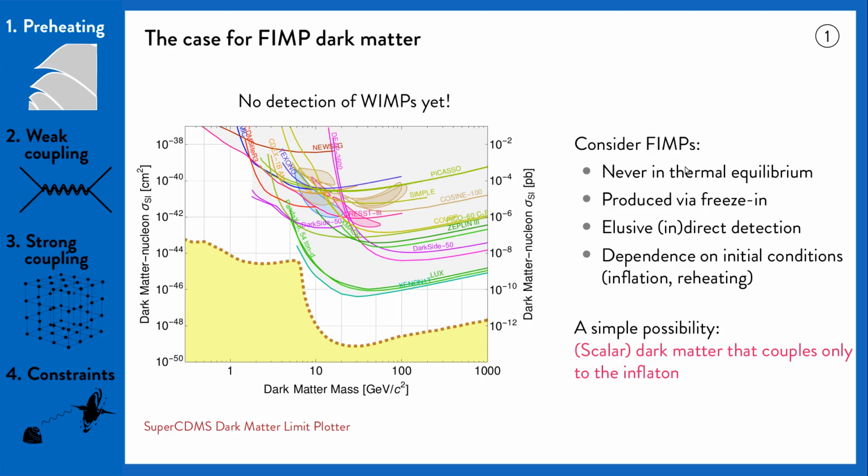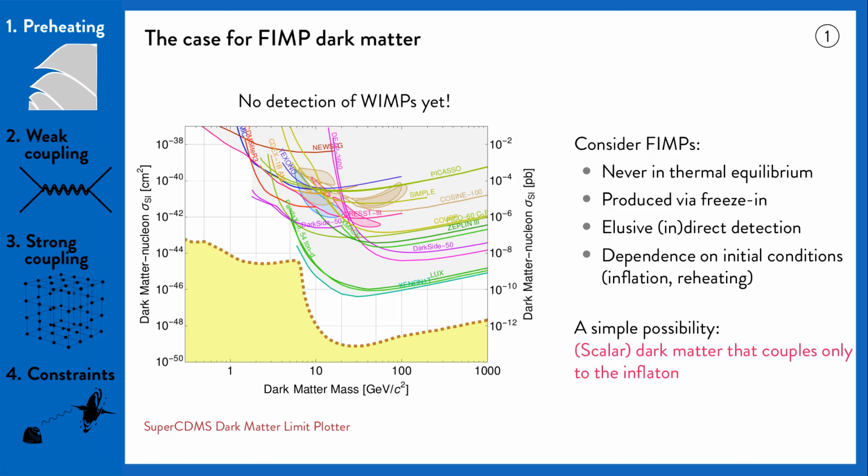Now, a FIMP particle is never in thermal equilibrium and is not produced through thermal freeze-out, but via freeze-in, which is short for saying that its abundance is frozen as soon as the particle production rate is suppressed. It would trivially evade any direct detection bounds, although it could have measurable indirect signals, such as late-time decays. And its phase-space distribution would contain a snapshot of the dynamics that were shaping the universe at early times.